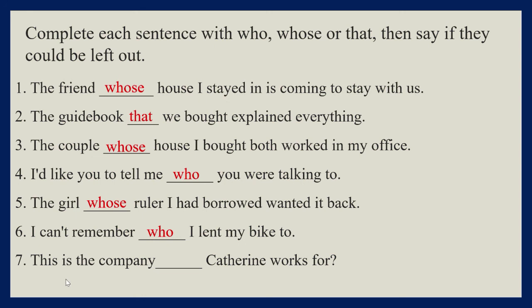Number 7. This is the company. Again, in here, something needs to be defining. This is the company. What company? This is the company that Catherine works for. And this shouldn't be a question, actually. So, the thing is, could we remove that from the sentence or not? Yes, we can, because this is a relative clause, and this is a defining relative clause, and we have a new subject in the relative clause, Catherine. So yes, we can remove it from the sentence, or we can leave it out.